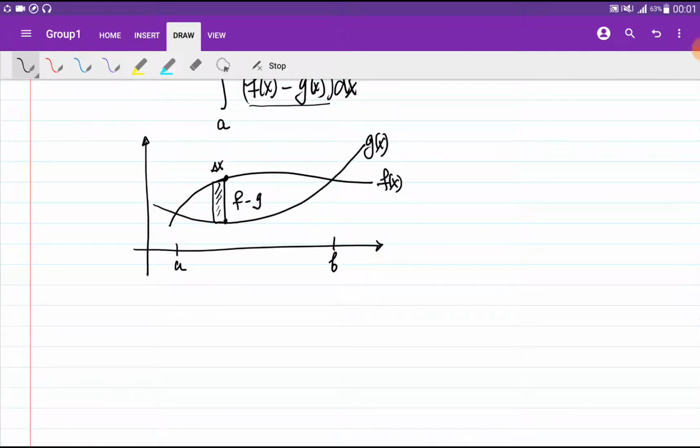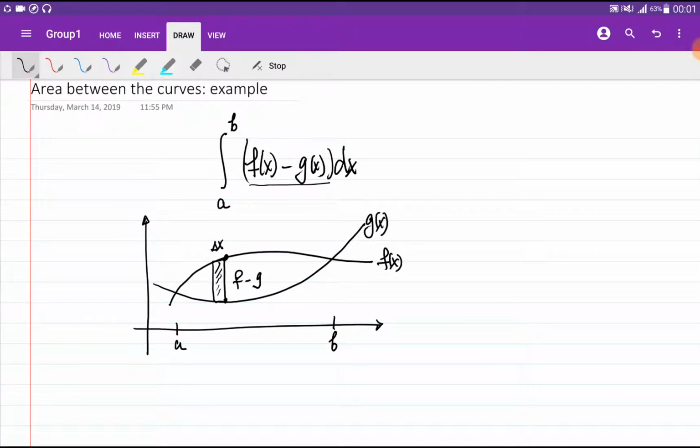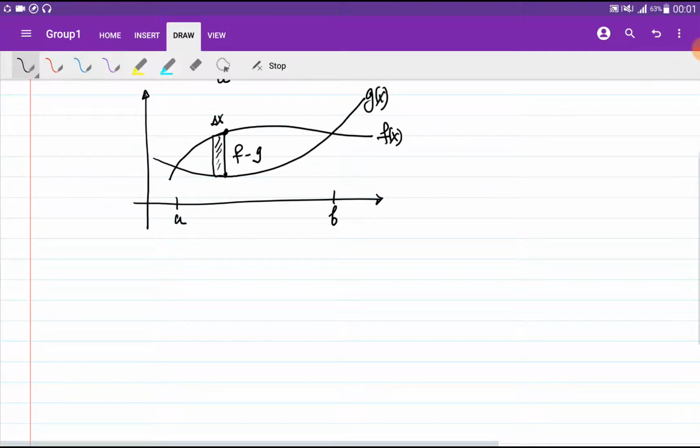So in the following example, we will see that sometimes we need to make vertical rectangles, and sometimes we need to use horizontal rectangles. But the conceptual idea will be the same: divide this area into many rectangles, and by summing the areas of the rectangles, find the total area. So the example will be like this.